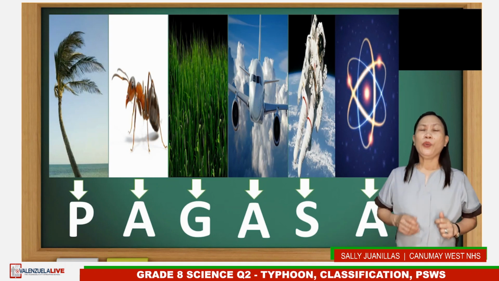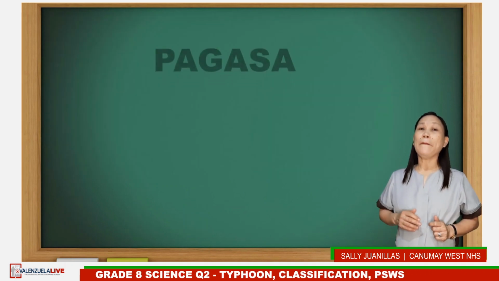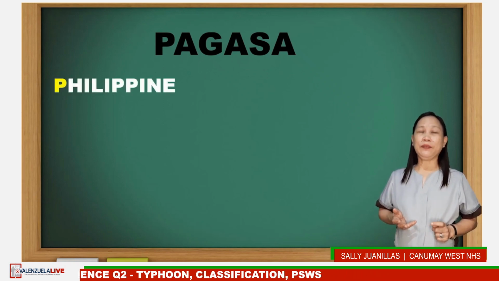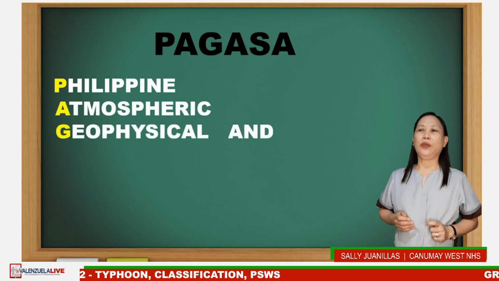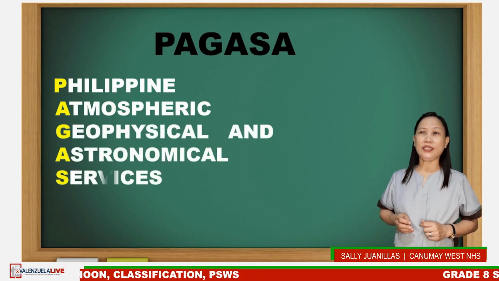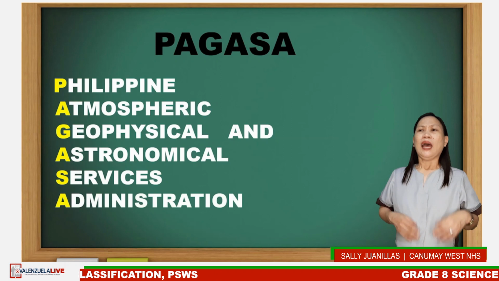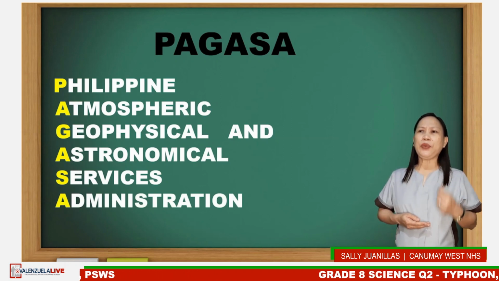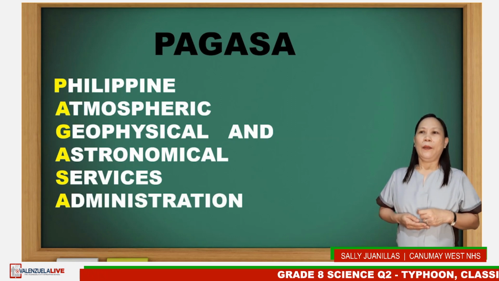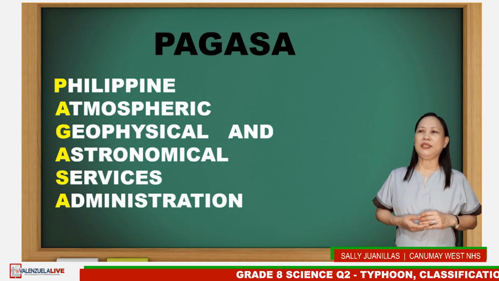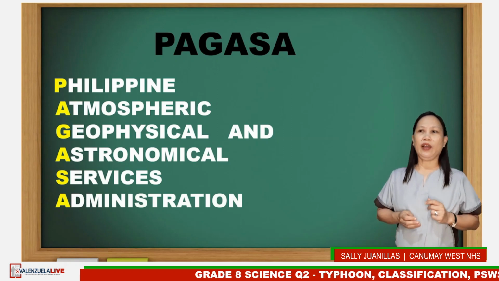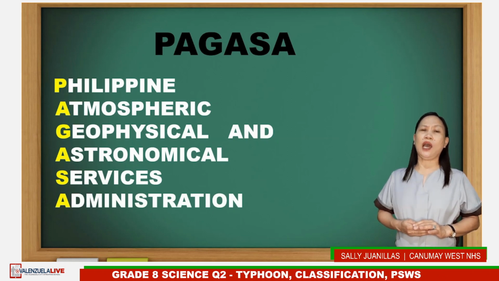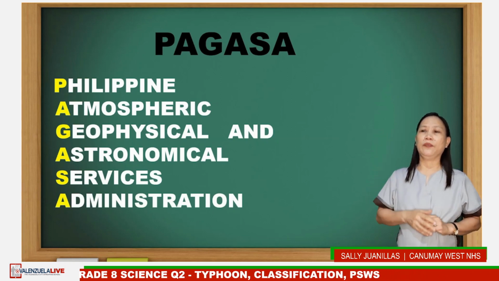Job well done. The word behind the images is PAGASA, an acronym for Philippine Atmospheric, Geophysical, and Astronomical Services Administration, an agency of the government responsible for keeping us safe and free from danger brought about by atmospheric disturbances. This agency develops new technical facilities to help in the monitoring of changes in our atmospheric conditions.